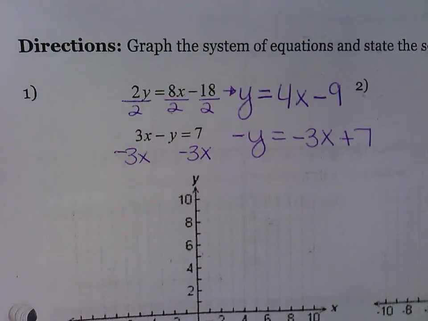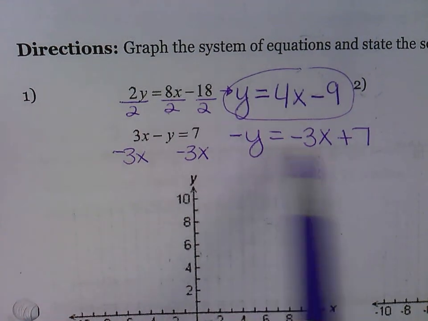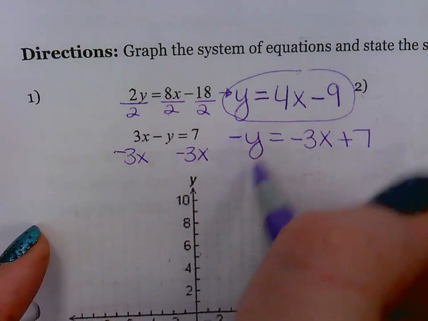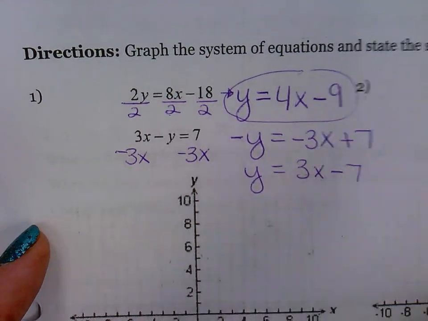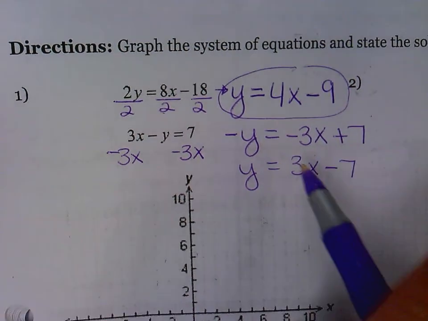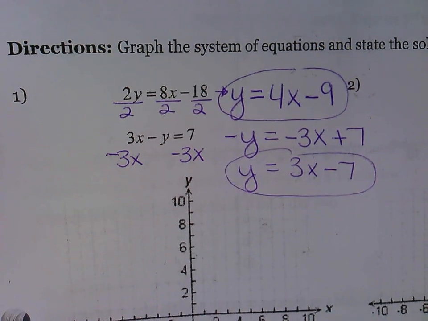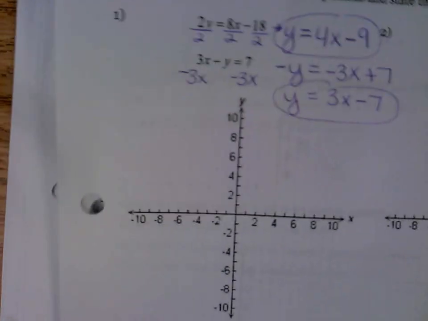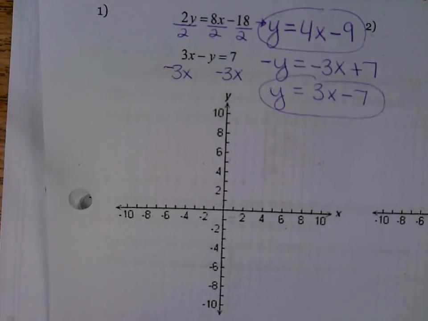And I'm not quite finished. This one is finished. What do I have to do to that one for my second step? Divide through by negative 1, which basically ends up changing all of the signs. So now I have 3x minus 7. So I have 4x minus 9 and 3x minus 7. This might be kind of tricky to graph because I didn't realize that the graph came out so hard to see. Let's see if we can find it together.